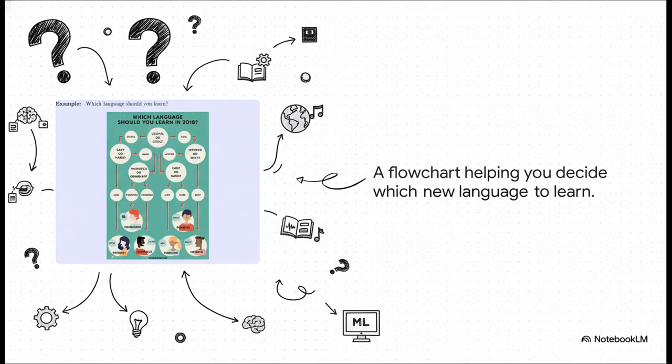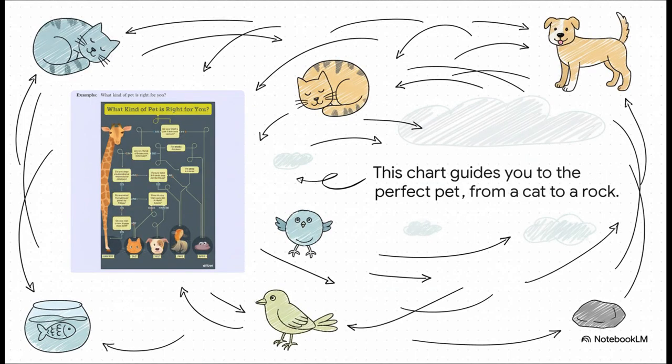It's that simple. Or, hey, what about this one? Finding the perfect pet. The first question is, do you want a pet to love and care for? Your answer sends you down one branch or another, and it just keeps narrowing down the choices until you find your perfect little companion, whether that ends up being a cat, a dog, or even a rock. The logic is exactly the same.